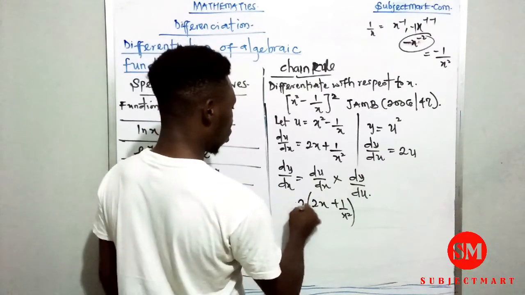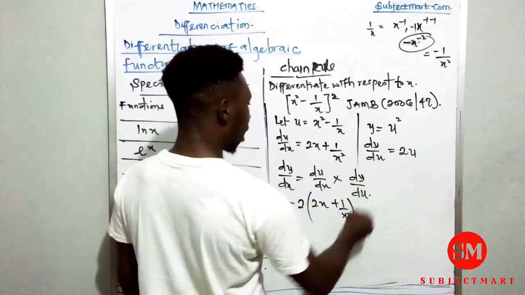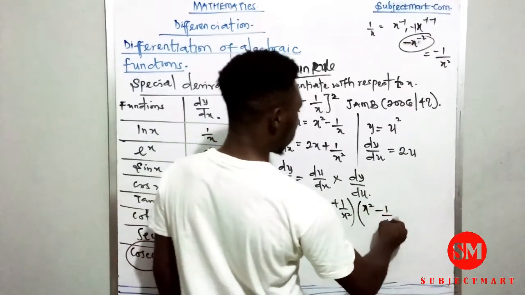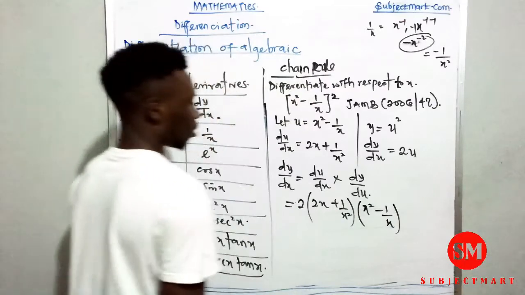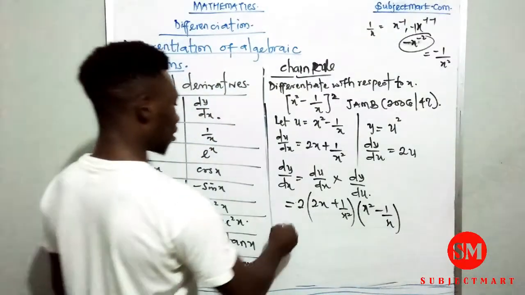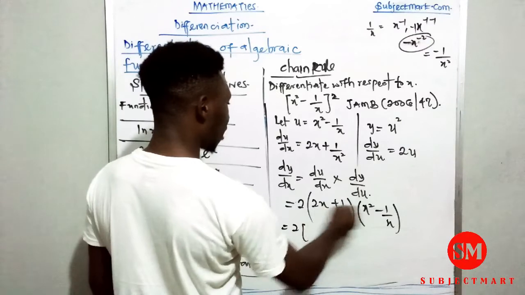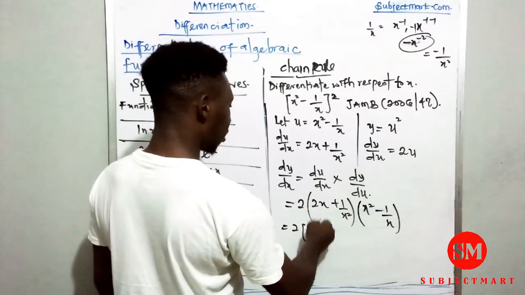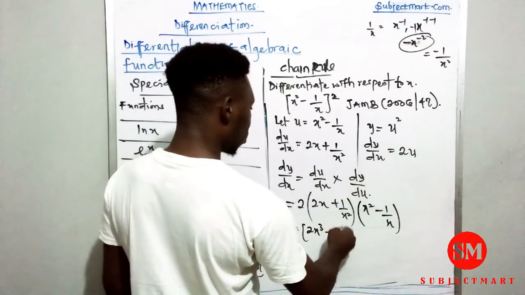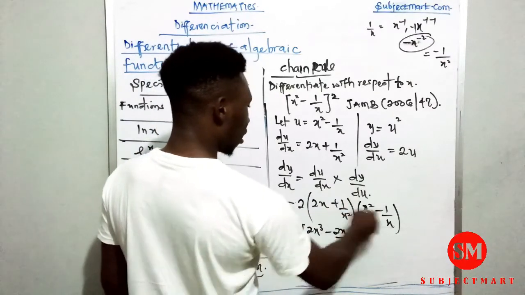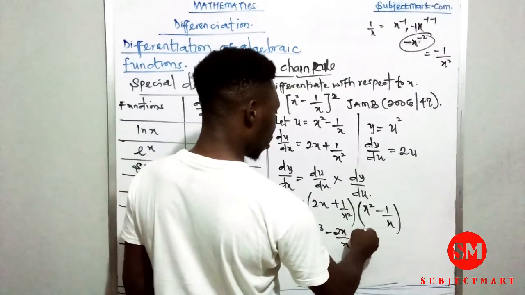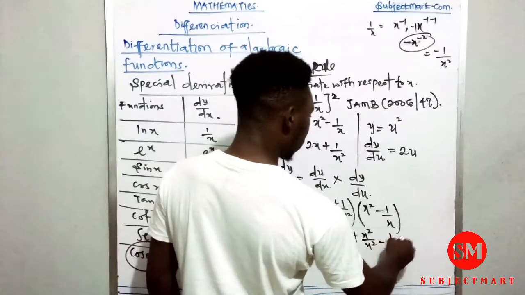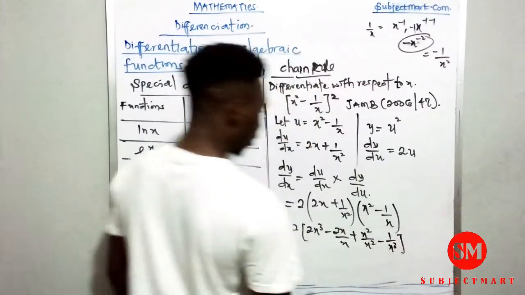2u. What's our value of u? Our value of u here is x squared minus 1 over x. So we can now expand this. This is now 2 open bracket, this times this: 2x raised to power 3 minus 2x over x, this times that, plus x squared over x squared minus 1 over x raised to power 3.